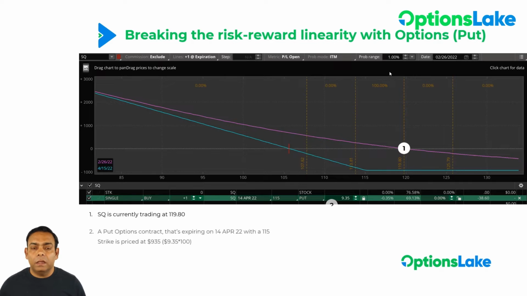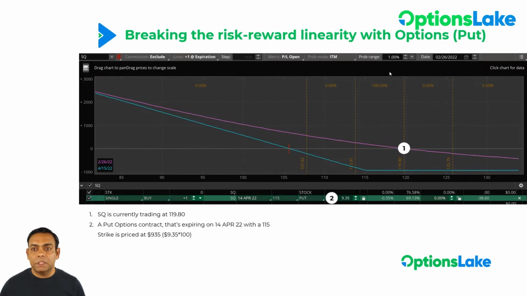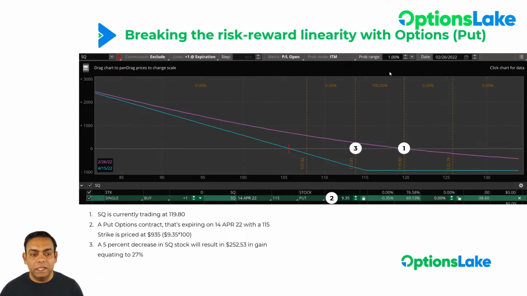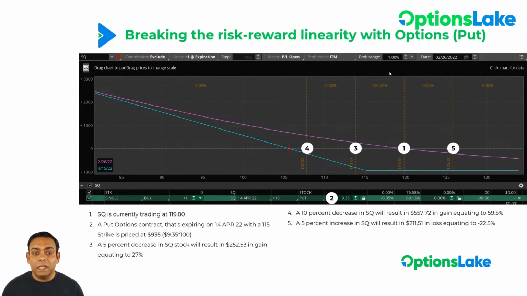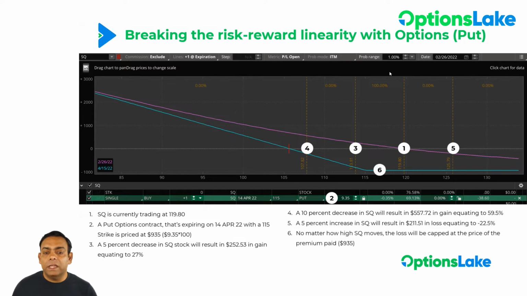Here's another example of the risk reward linearity breaking with options, but here with a bearish trade, buying a put. Square currently is trading at, let's say, $119.80. A put options contract expiring on 14th April 22 with a 115 strike is priced currently at $935. Now, a 5% decrease in Square, this being a bearish trade, will result in $252 in gain, which equates to 27%. A 10% decrease results in 59.5% profit. And a 5% increase will result in $211 in loss, which equates to about minus 22.5%. So you see, there is a whole pattern that you can recognize in terms of how the risk reward linearity is broken with options trading.